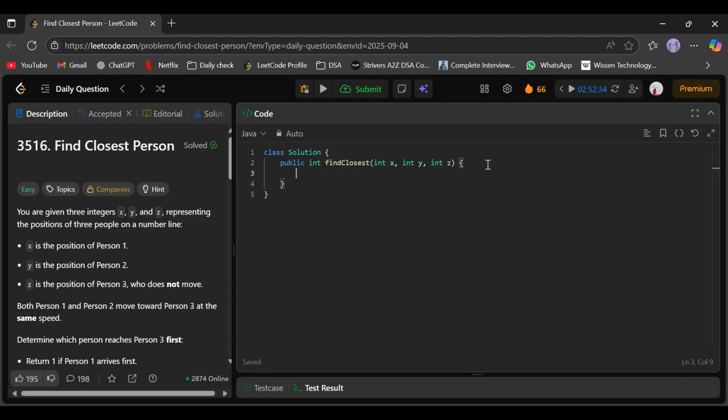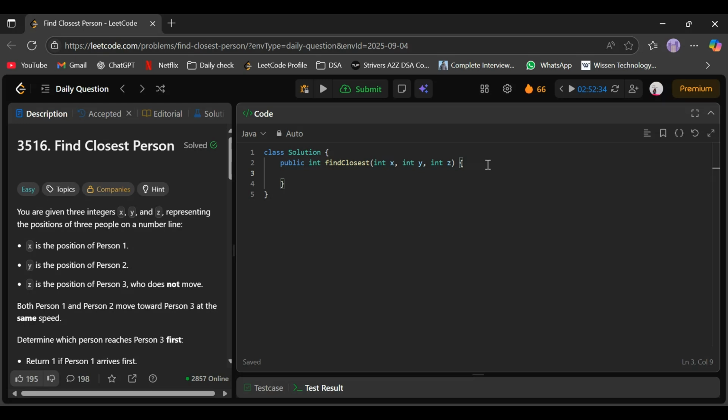So today we are going to solve a very easy but interesting problem from LeetCode called Find Closest Person. The problem in simple words: we have three people standing on a number line. Person 1 is at position X, person 2 is at position Y, and person 3 is fixed at position Z.